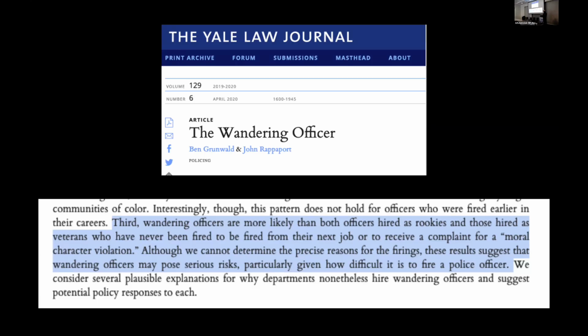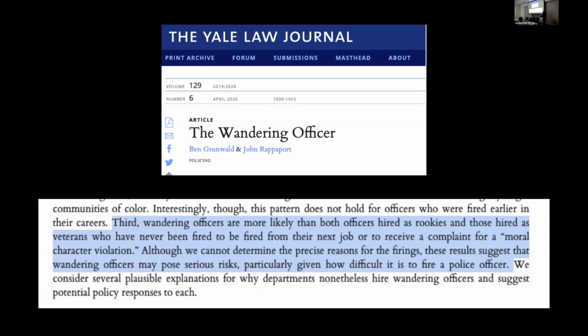To start, in order to motivate this work, I want to introduce this concept that's familiar to those of us who work in accountability, which is the idea of the wandering officer, which was popularized in this paper from 2020. The wandering officer is a colloquial term for police officers who move from department to department, often after committing serious misconduct or serious violence, as a way of evading accountability, but also of continuing these types of practices in other places.